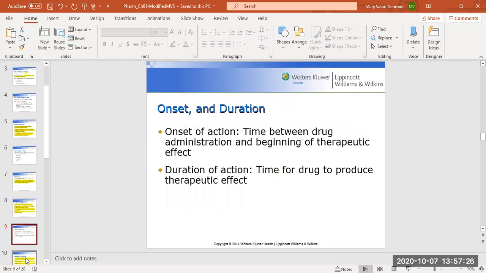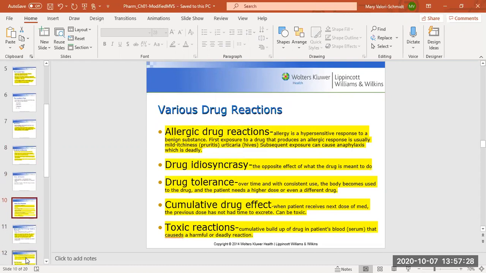Don't worry about onset and duration. No one's going to ask you about that. Various drug reactions. This is important. You need to know what all of these are, the definitions.